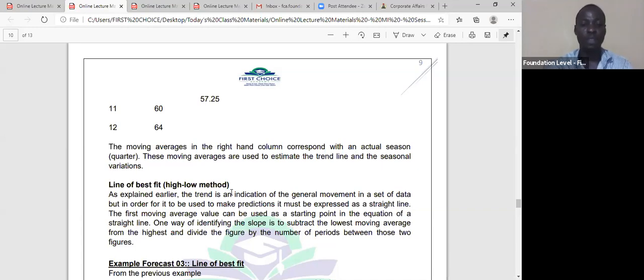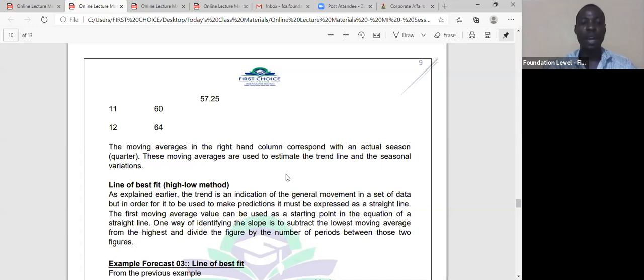line of best fit. As explained earlier, the trend is an indication of the general movement in a set of data, but in order for it to be used to make predictions, it must be expressed in a straight line. The first moving value can be used as a starting point in the equation. The first moving value.